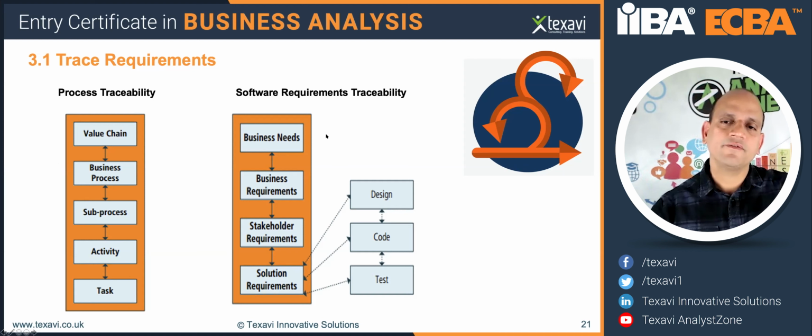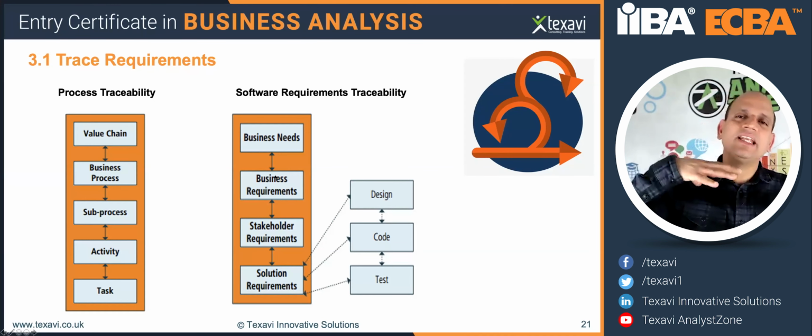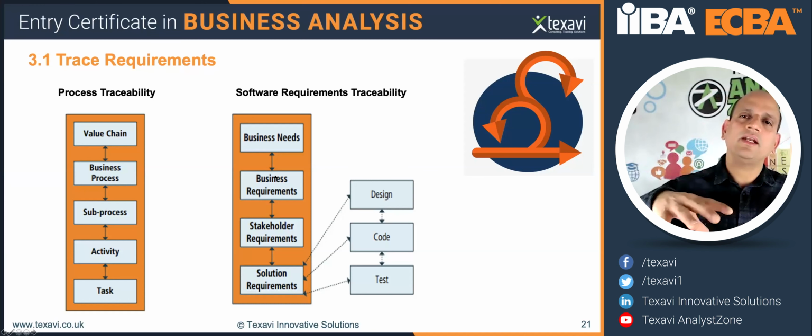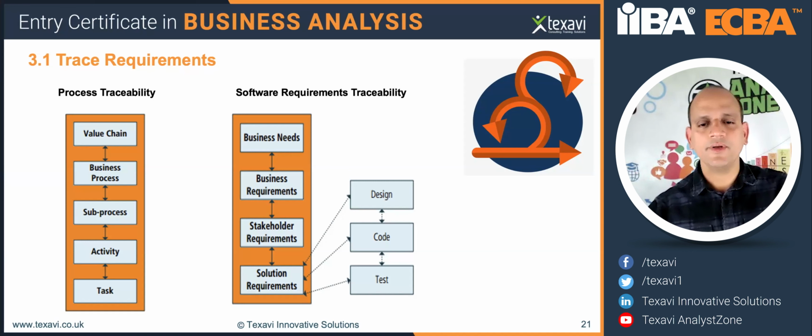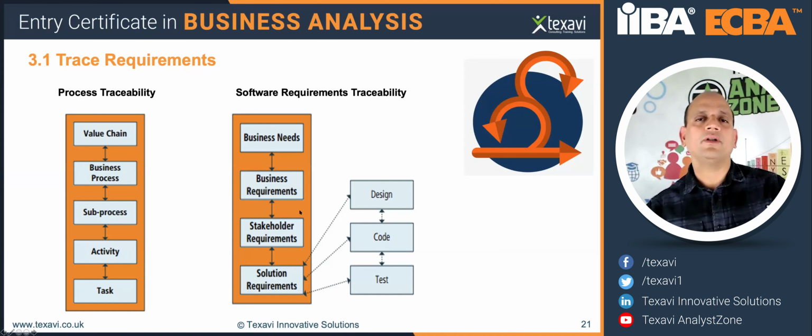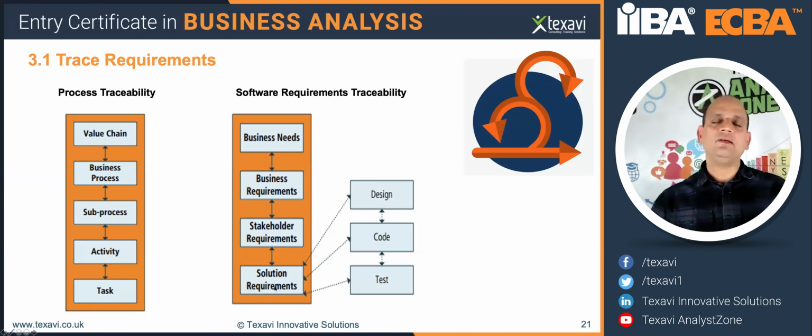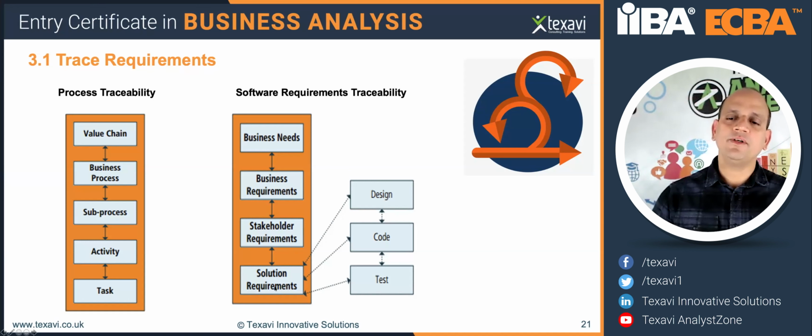Whereas in the context of software requirements, it's pretty much the same. So you've got business needs, just like the value chain and the business. The business need is the vision, the mission that is actually triggering and driving this whole project. And from there, the business requirements: we want this customer to be able to do this. And then the stakeholder requirements, the needs, and the solution requirements are basically what the software should be able to do.